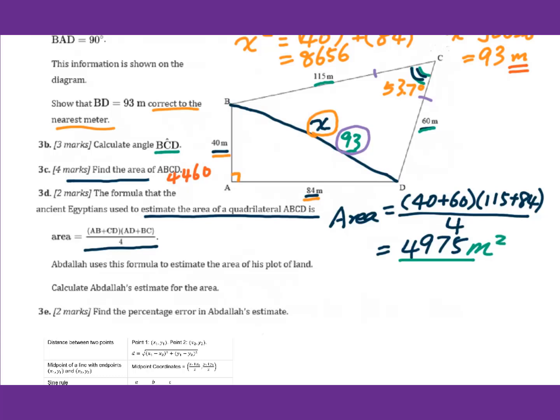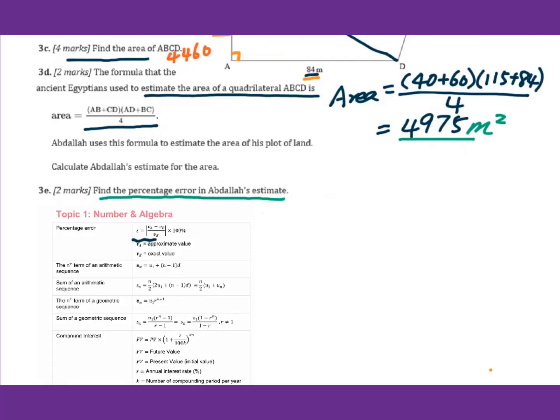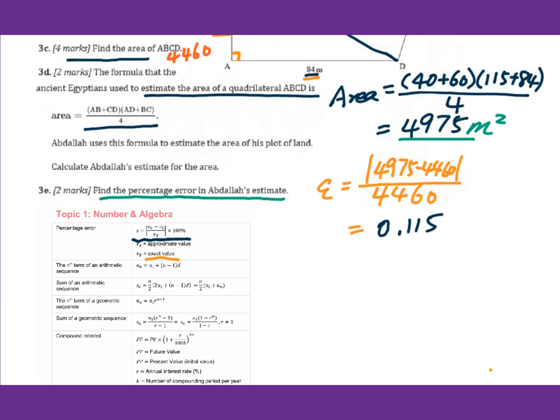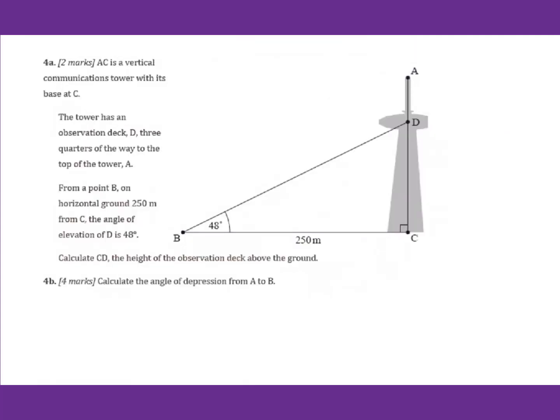You will get, this will be the estimated area. Don't forget the units. For 3E, find the percentage error in this estimation. This is the formula for percentage error. Therefore, that equals exact value, that is 4460. Then you do absolute value of 4975 minus 4460. That equals 0.115, which means 11.5%. Let's go to 4A.